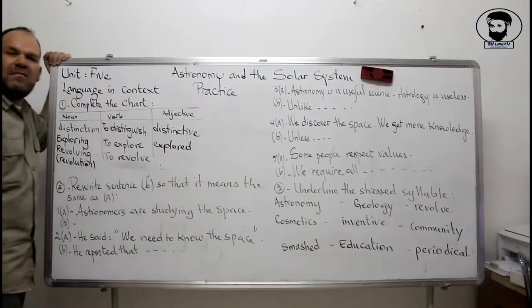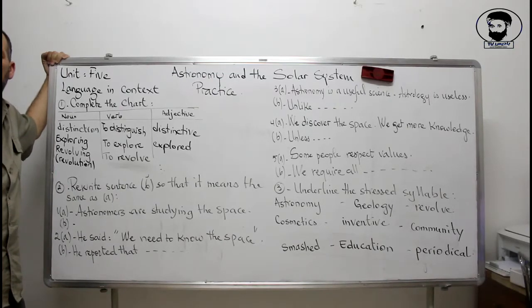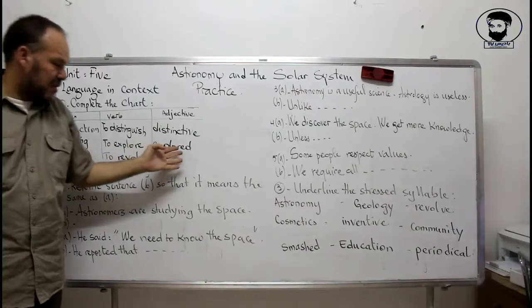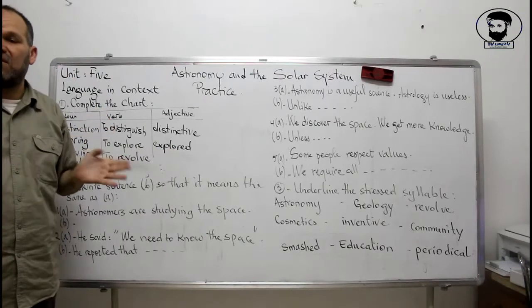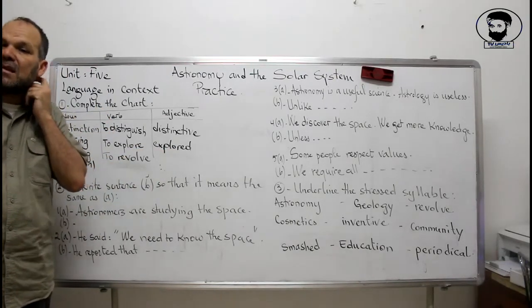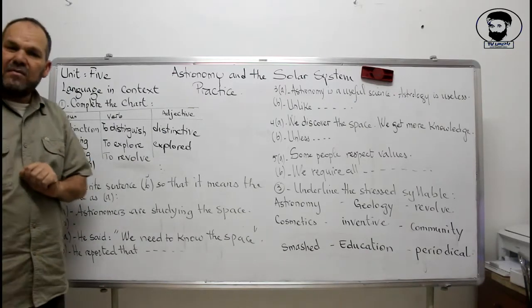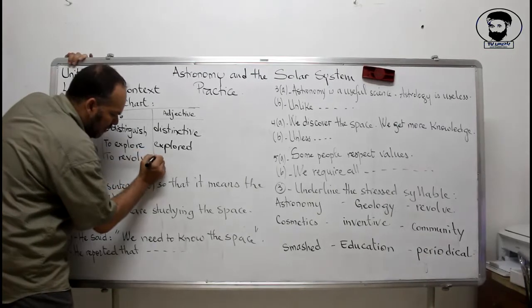Many verbs, when you write them in the past participle, become an adjective. So you can say explored, because you don't know what the adjective of this word is. And it can be explorable. Something you can explore is explorable. Now, to revolve, the adjective is revolved.